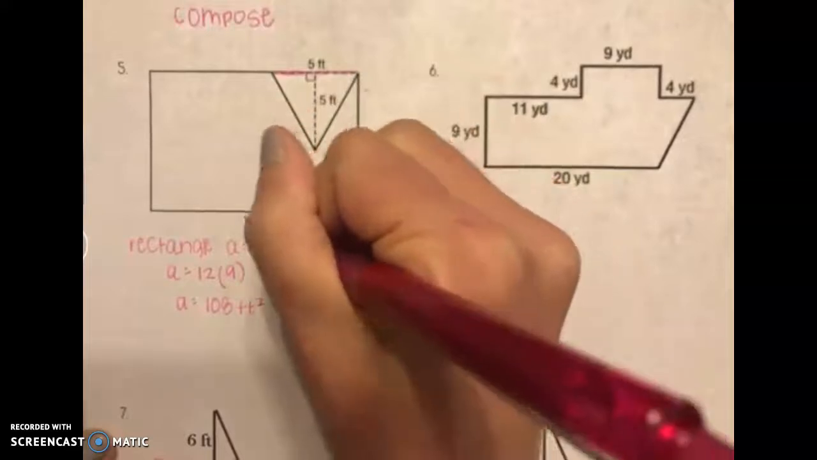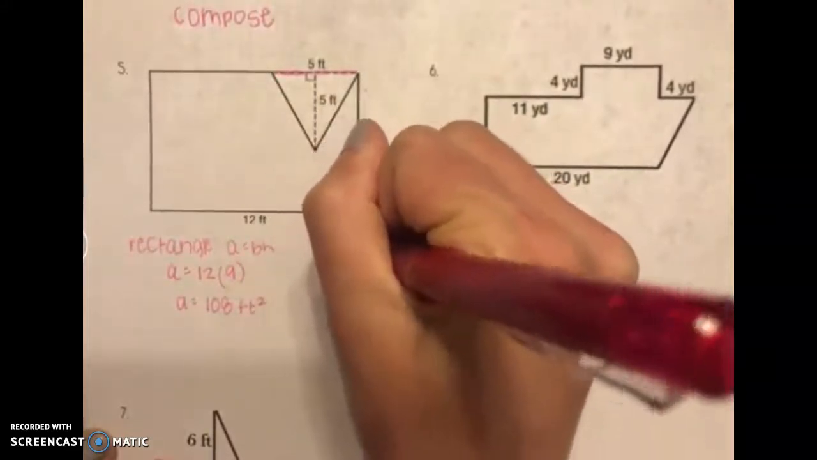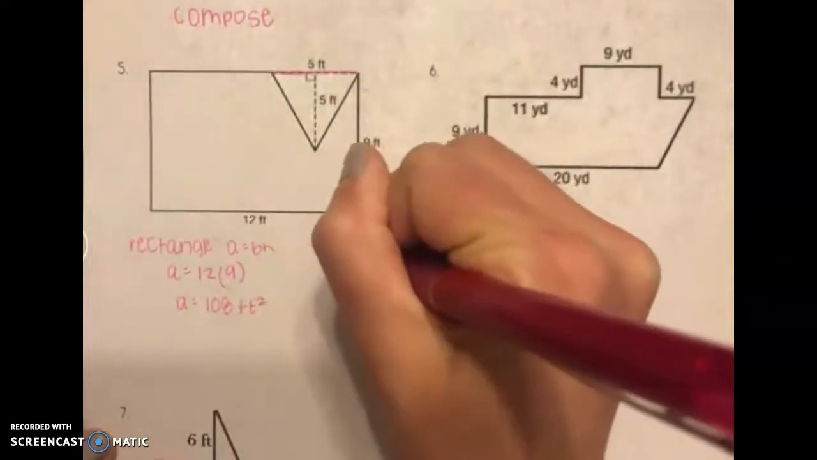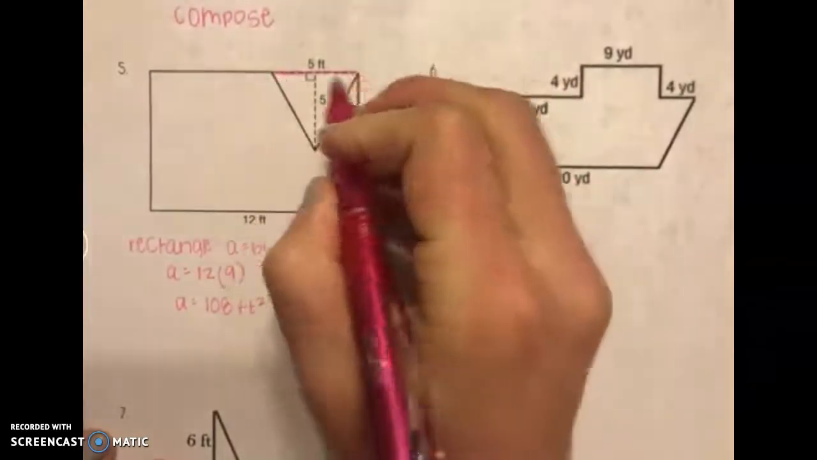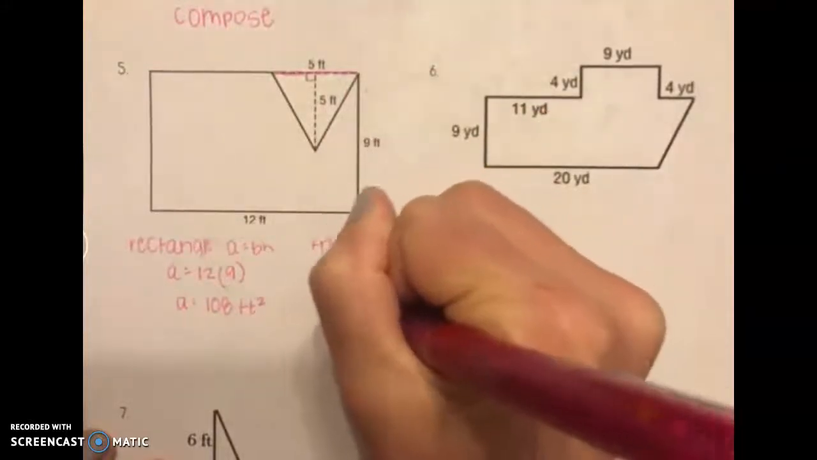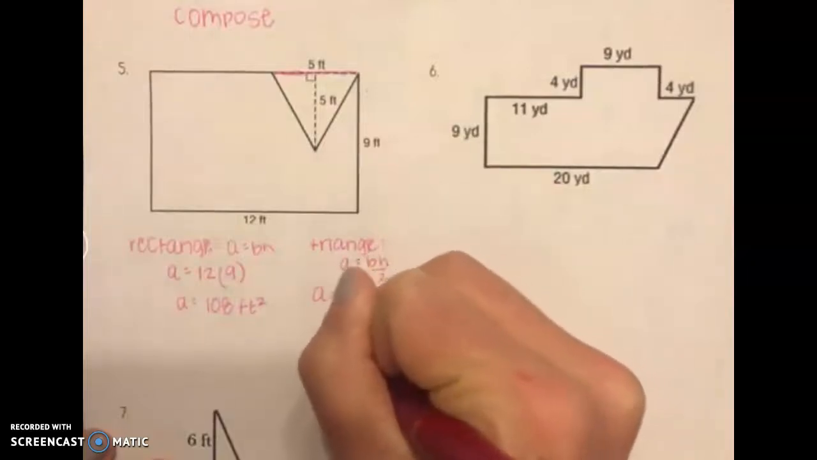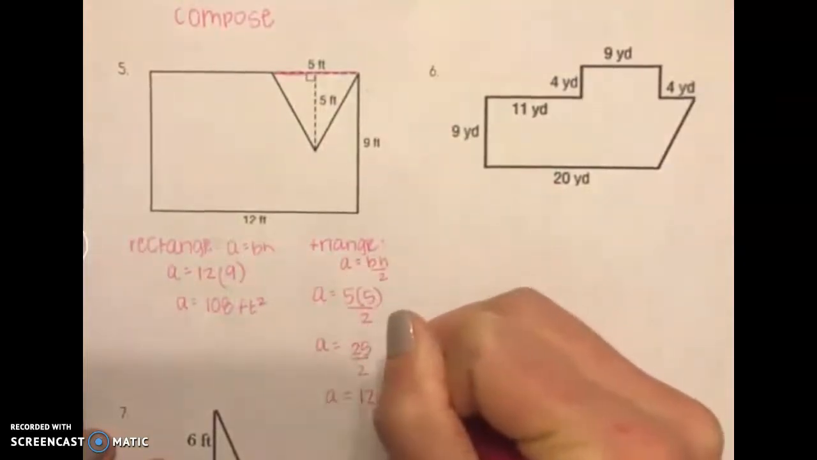So we're going to have to take my triangle away. My triangle equals area equals base times height over 2. So my area is a base of 5, a height of 5, over 2. So that's area equals 25 over 2. So my area equals 12 5/10 feet squared.